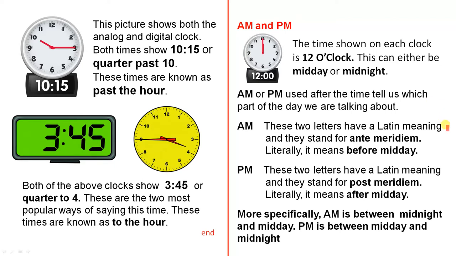Let's look at AM first. These two letters have a Latin meaning and they stand for antemeridium. Literally it means before midday. PM. These two letters have a Latin meaning and they stand for post meridium. Literally it means after midday. More specifically, AM is between midnight and midday. PM is between midday and midnight.